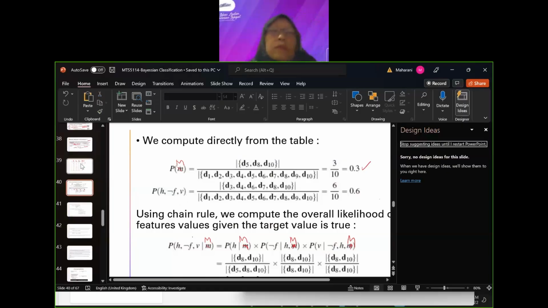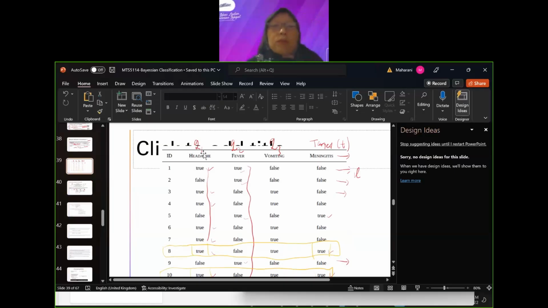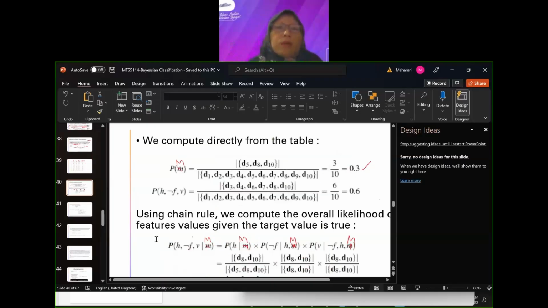So it means from this data set, we look at 3 features. Which one has the values true, false, true at the same time? Because this is joint probability. Remember, this is joint probability. This is not conditional. This is joint probability. So you have to find for all of them.